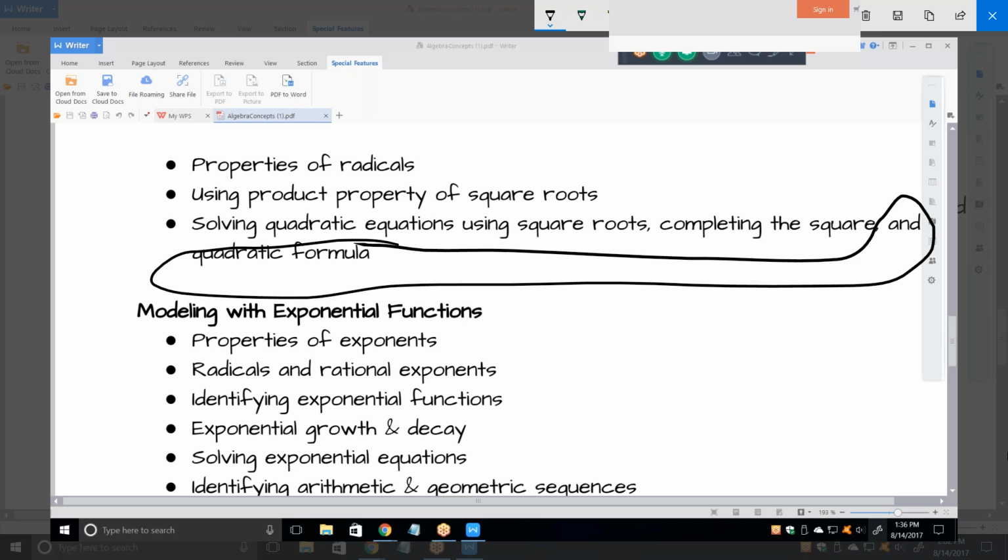Let's talk about the middle part. We've done this part and we've done the last part. Let's talk about completing the square.